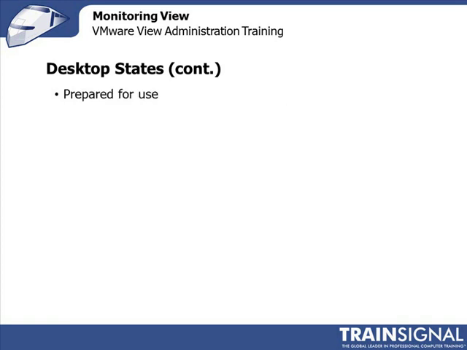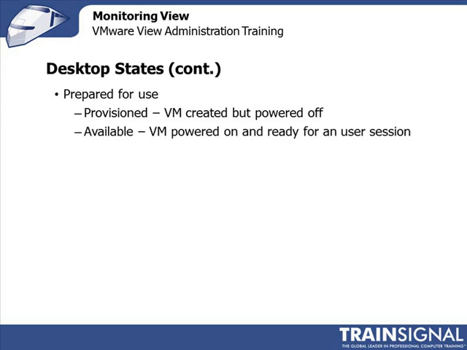The final grouping of desktop states is the prepared to use section. A provisioned VM is a VM that has been created but got powered off due to the pool power policy. This is a desktop that will be available to be powered on and quickly brought up online without having to reconfigure it. An available desktop is a desktop that's powered on and ready for an immediate connection from a user.